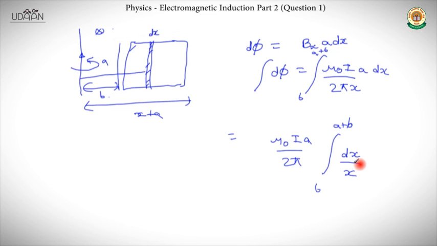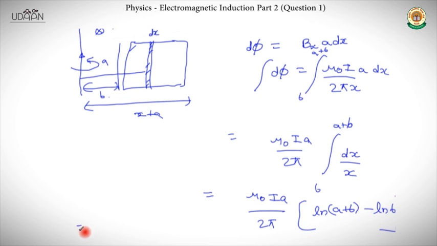And integration of dx by x will give us ln x. So as I am integrating from b to a plus b, I will get ln of a plus b minus ln b. I hope you are familiar with these concepts. We need to also be thorough with the concept of logs here, which gives us the formula mu naught I a by 2 pi into log of a plus b divided by b. And finally we will get the answer as mu naught I a by 2 pi into ln of (a plus b) by b.